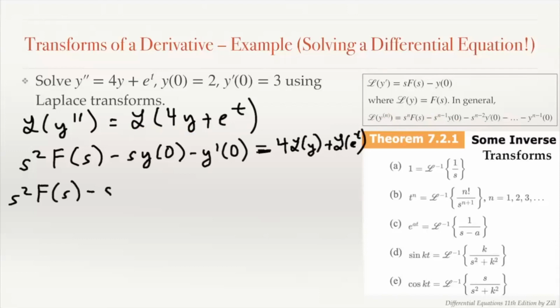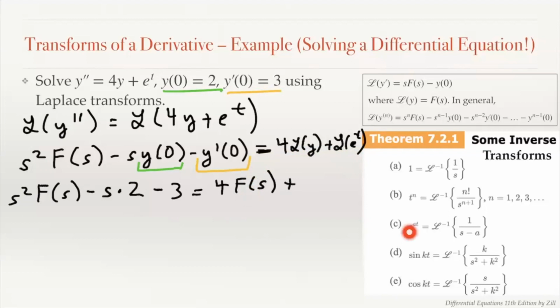Now we plug in our initial values into the appropriate places. So y of 0, that is 2, and y prime of 0, that is 3, and that is equal to 4 times the Laplace transform of y, which we denote F of s, plus the Laplace transform of e to the t. And the Laplace transform of e to the t is 1 over s minus 1.